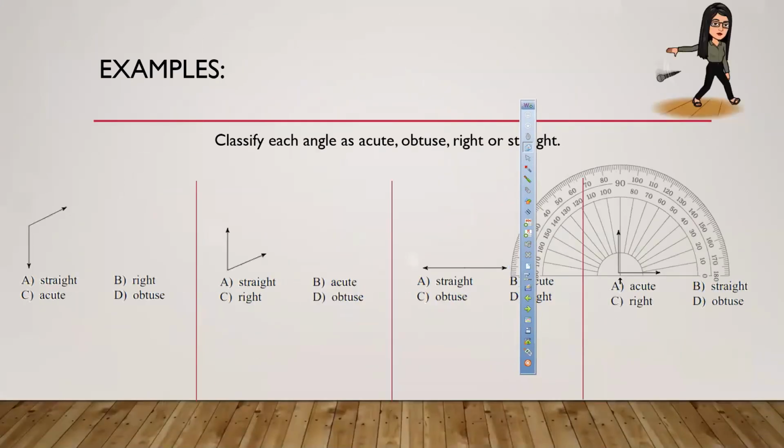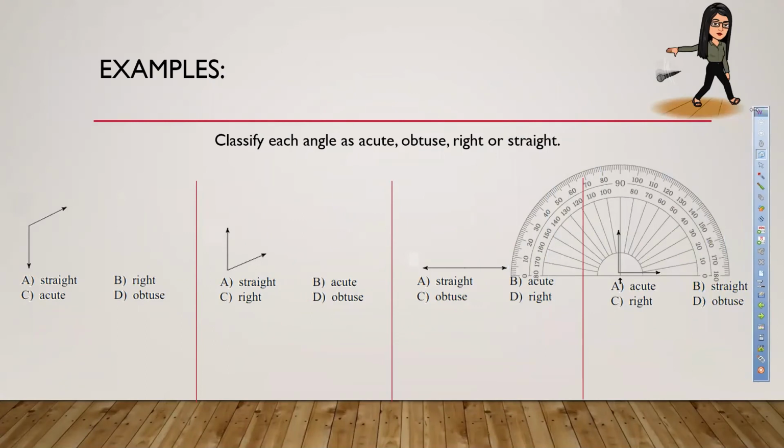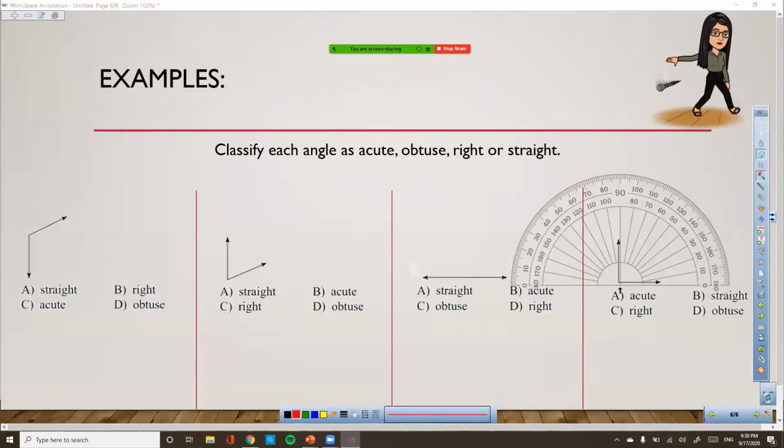All right, now what about these examples? Here they're asking me to classify each angle as acute, obtuse, right, or straight. So they only give me the figure and they don't give me the measurement of the angle, but just by simply looking at it, can we determine if it's a straight angle, right angle, acute, or obtuse? Yes. Is it a straight angle?